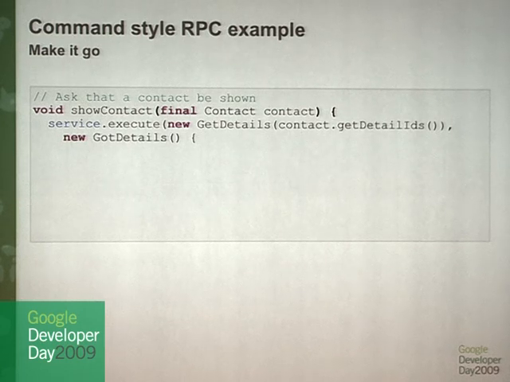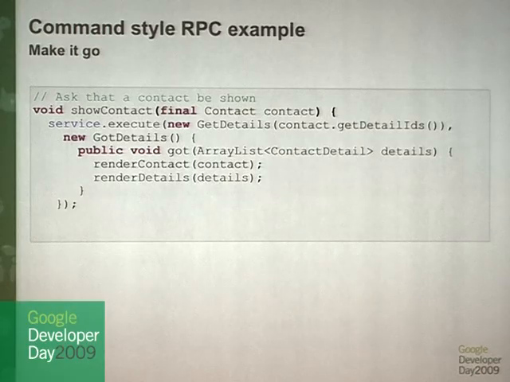Service.execute, so we're executing a call on the server. And then we say new get details. So a new action, and we put in the detail IDs that we want. And then the next parameter is the asynchronous callback, that's the got details. And you see it's very simple. There's no onSuccess method and there's no onFailure method. We only implement the got method.